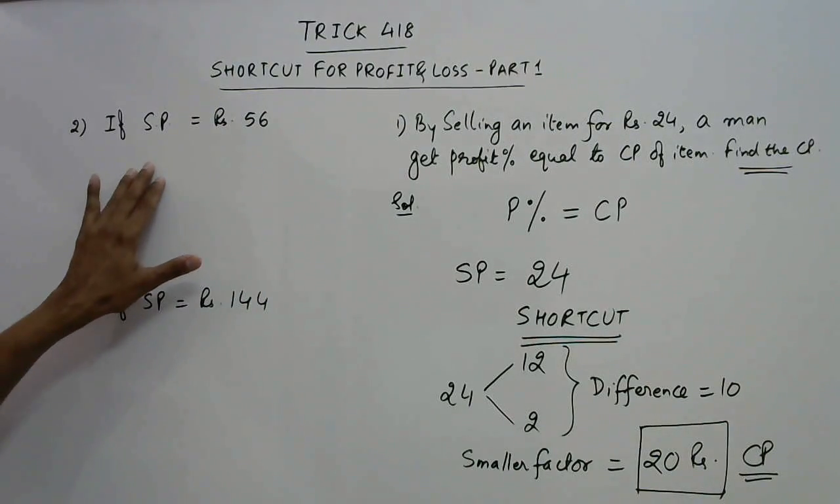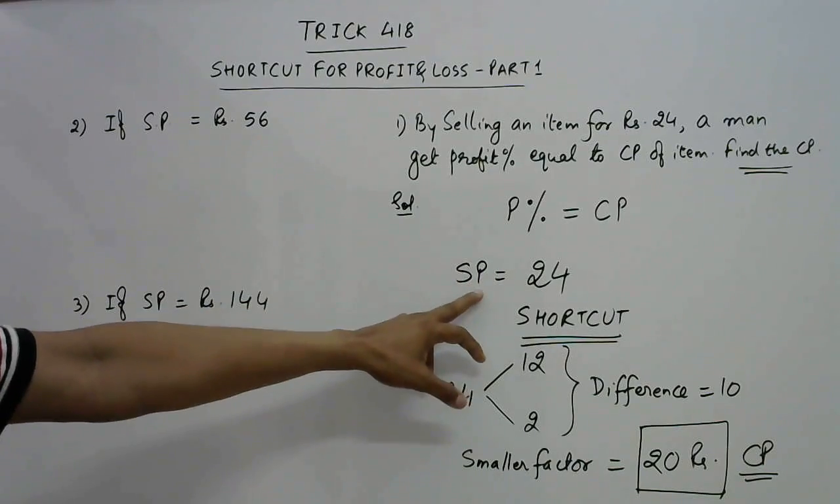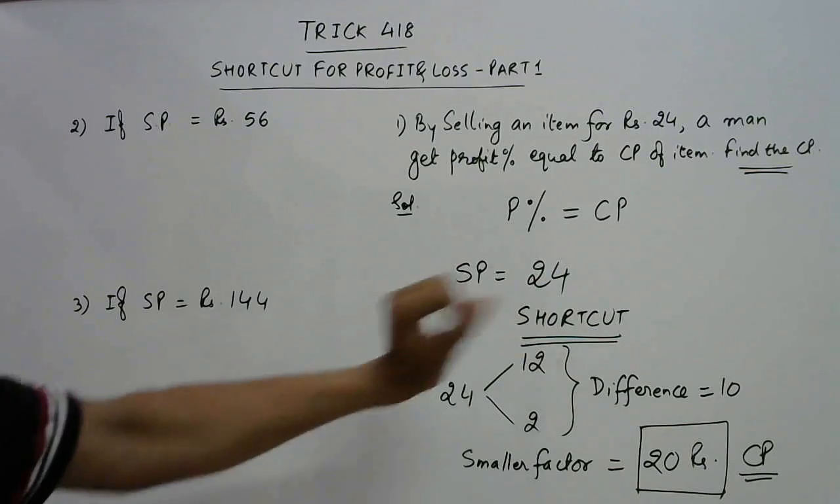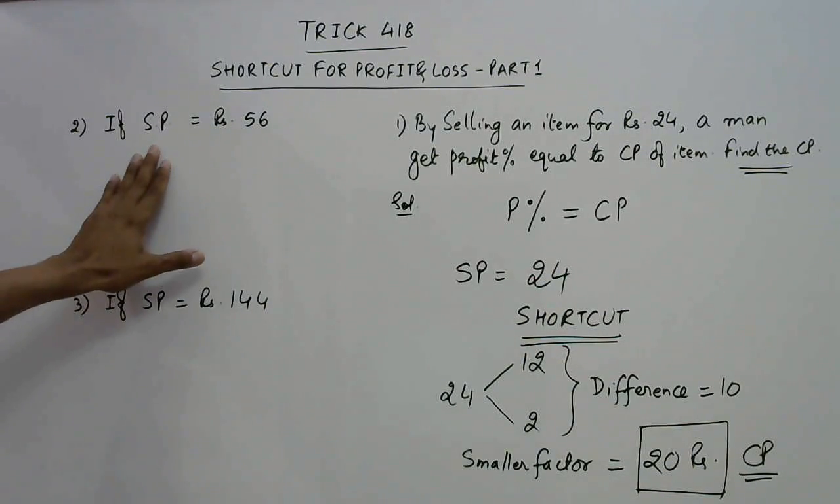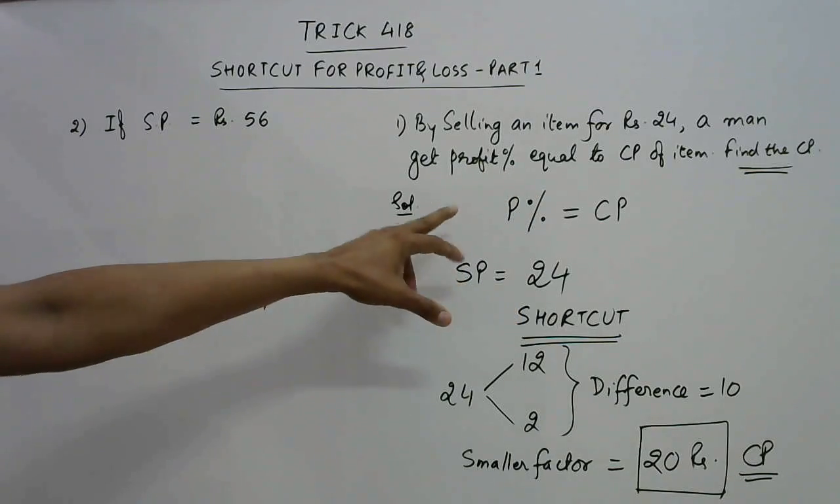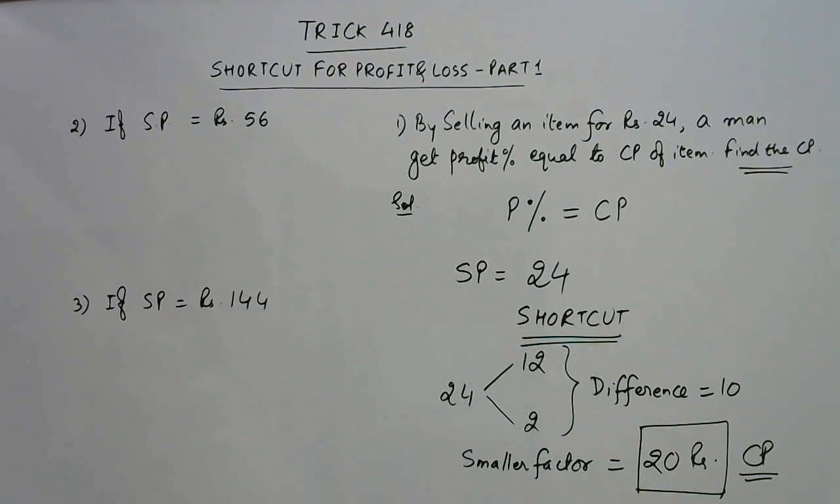So in this question, here I have changed the selling price. Earlier we took the selling price as 24 rupees. Now I have changed the selling price. The other statement remains the same. So profit percent is given equal to the cost price of the item and we need to find the cost price. So how to solve this?